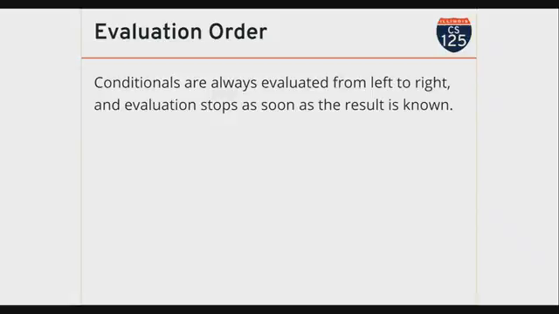So there's a nice symmetry between these. With AND, I go left to right. As soon as I find false, I stop. The whole thing is false. If I never find false, the whole thing is true. With OR, go left to right. As soon as I find true, I'm done. If I never find true, the whole statement evaluates to false. Okay.